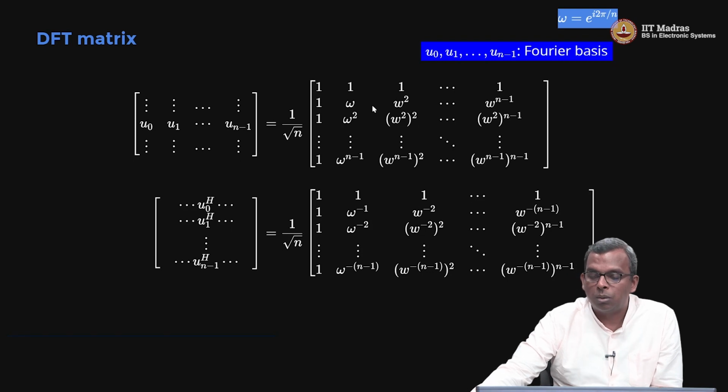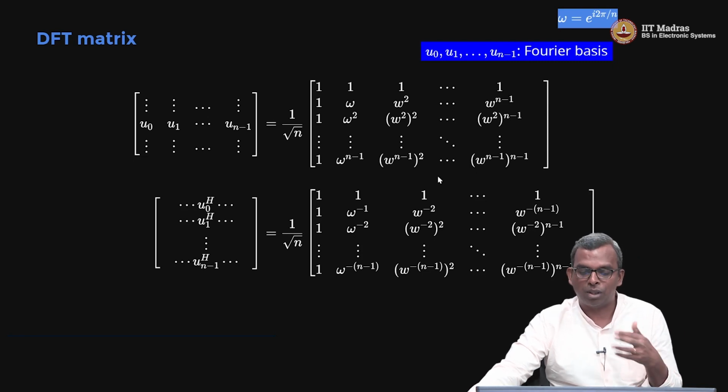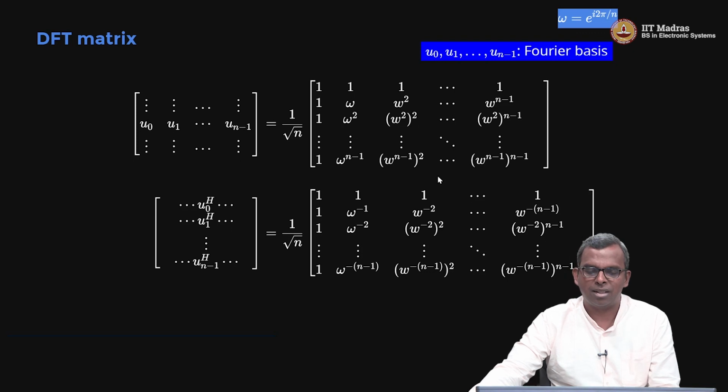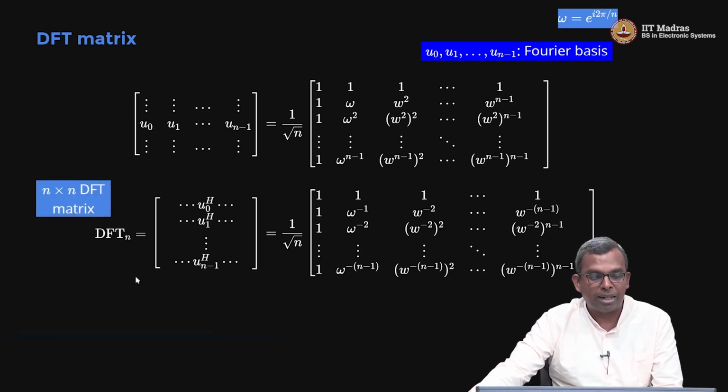Notice the patterns here. These are all very intriguing patterns, the way these rows and columns come, and this is very important. These matrices are well studied in signal processing. So this is the Fourier basis with each basis vector coming in the column. Here, every row is actually the Hermitian conjugate of u0, u1, etc. The second matrix here is typically defined as the DFT matrix.